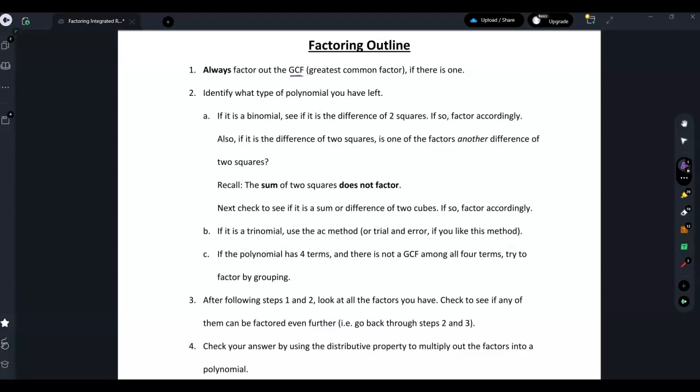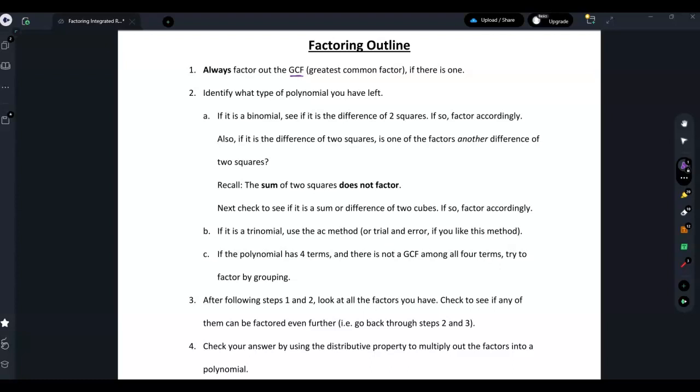So no matter what, we always look for that first, and you should always factor that out first. So oftentimes that'll be the first step in a multi-step factoring problem. So we'll factor out the GCF, write what's left in parentheses, and then often what's left in parentheses will actually factor further using another method.